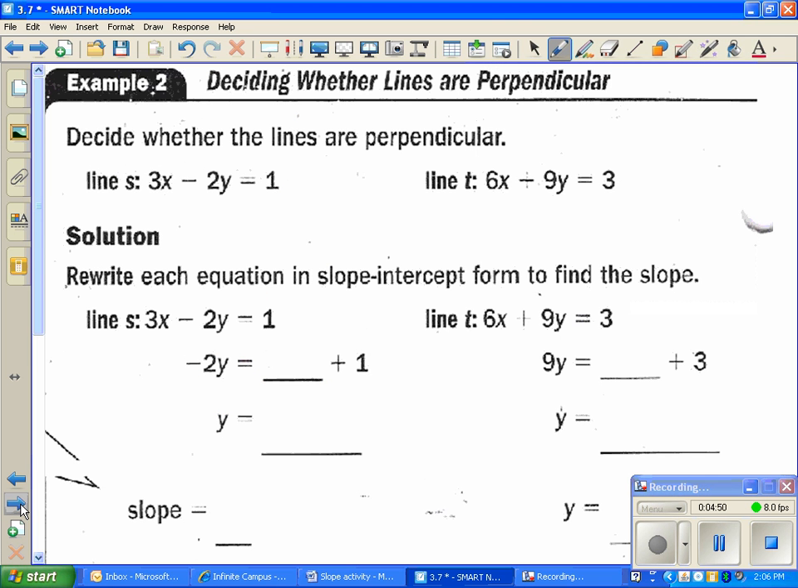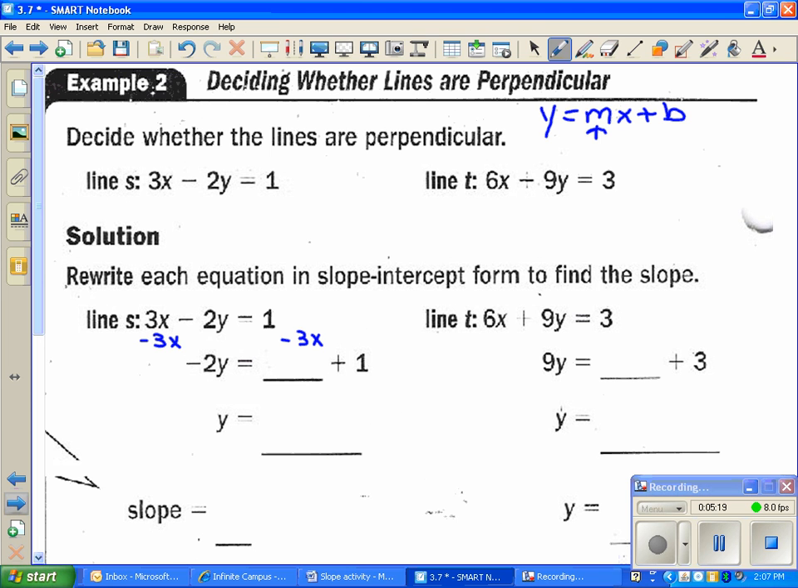Okay, so we're going to determine whether the lines are perpendicular, and in order to do that, you've got to get it in slope-intercept form. Remember, that is y equals mx plus b, right? m is your slope, and that's what determines if the lines are perpendicular. So I take the line 3x minus 2y equals 1, and I move the 3x to the other side by subtracting 3x.